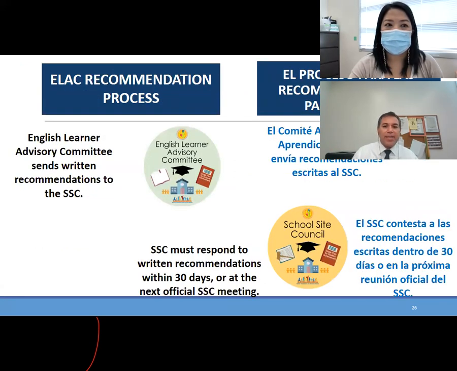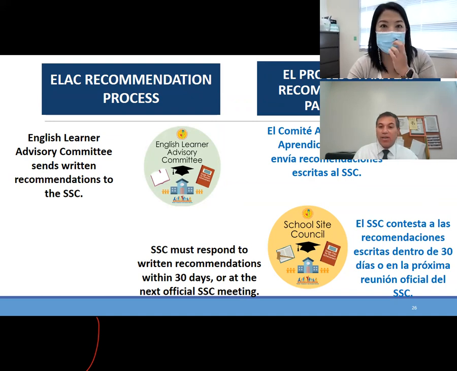So here is the recommendation process. When the ELAC makes a recommendation, they send a written recommendation to SSC. And like I mentioned here, SSC must respond either within 30 days or at the next official meeting. And the response must include, what did they do with that recommendation? Did they address it? Did they vote on it? Did it pass? Did it not pass? SSC must let ELAC know what happened to their recommendation.